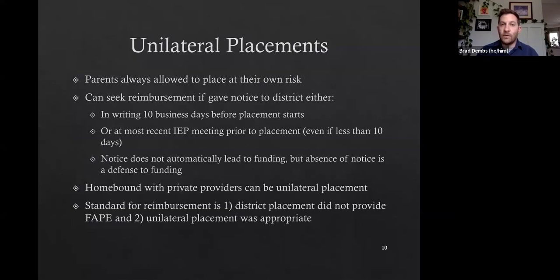And then if you do get into a legal dispute about whether the unilateral placement should be reimbursed by the district, the standard that you're operating under, or that you need to persuade a hearing officer of if you're in due process, is one, that the district's placement didn't provide an appropriate education, and two, that the unilateral placement that you placed your child in was appropriate to meet their needs.